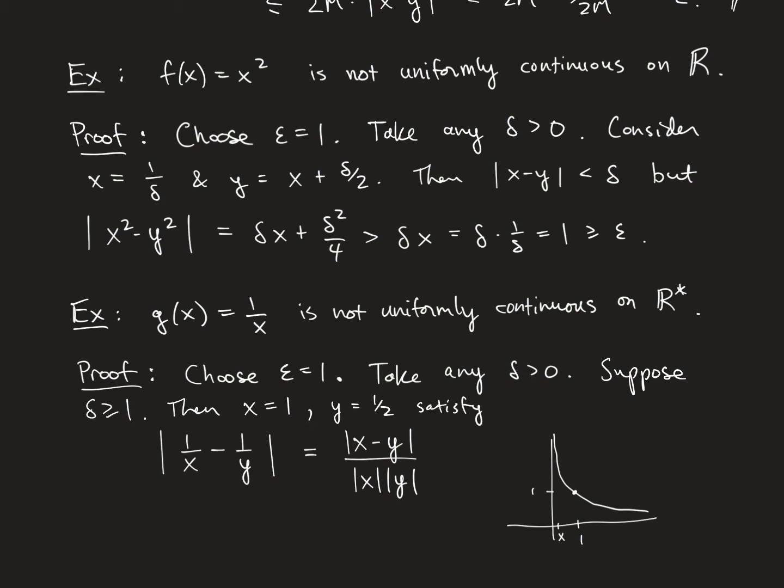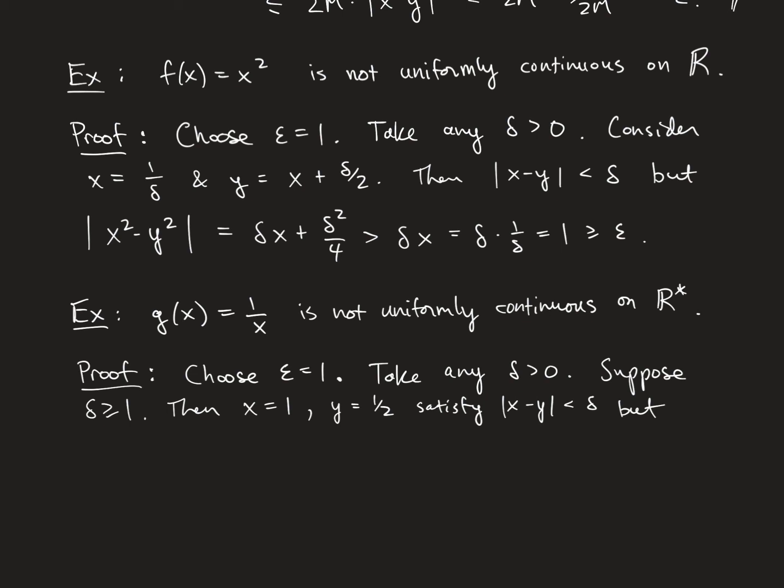These satisfy that the distance between x and y is less than delta, but then the function values are 2 and 1, and those are 1 apart. But 1 over x minus 1 over y is equal to 1, and that's bigger than or equal to epsilon. So suppose that delta is between 0 and 1.